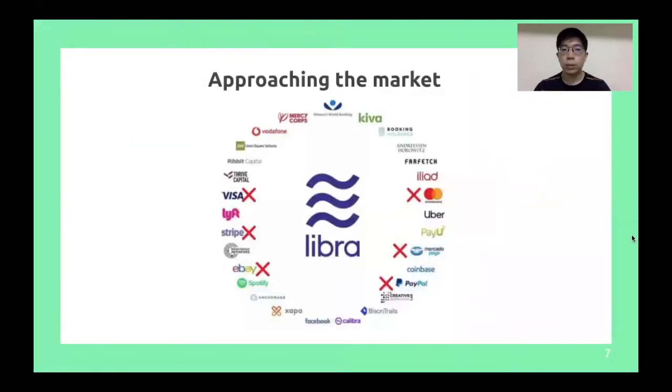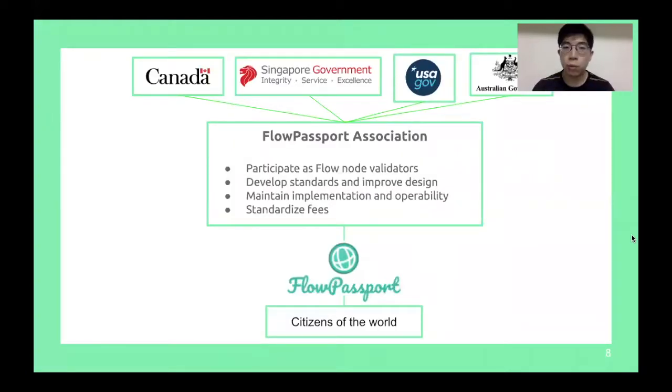The way we approach the market is very similar to how Facebook approached Libra. A Flow Passport Association should be formed, and each governmental body is approached to come together, and they can participate as a Flow node validator, develop standards and improve the design of how FlowPassport will work, maintain and implement the operability of a digitalized passport world, and also standardize fees. And FlowPassport sits as a smart contract behind that, which citizens of the world interact with.